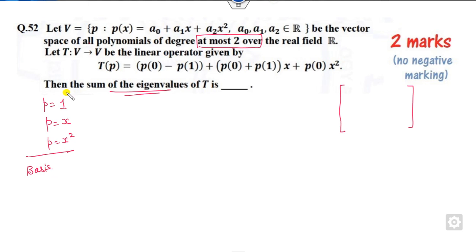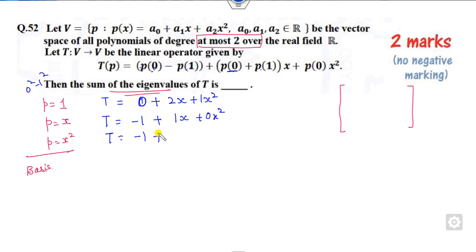So when I substitute this P in here, what is the first answer? P of 0 is 1, 1 minus 1 is 0, 1 plus 1 is 2, 0, 1 x square. Now when p is equal to x, it is 0 minus 1 is minus 1, 0 plus 1 is 1, 0 x square. When p is equal to x square, it will be 0 square minus 1 square is minus 1. P of 0 is 0, 0 plus 1 is 1, p of 0 is 0 here.